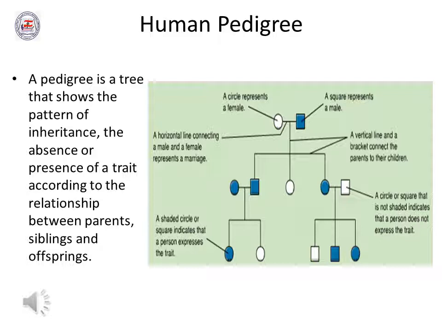The circle will represent a female while the square represents a male. The horizontal line between the male and the female represents a marriage, while the vertical line represents their offspring or children. The circle that is shaded in blue represents a female that expresses a certain trait, while the unshaded square represents a male that doesn't carry this trait.